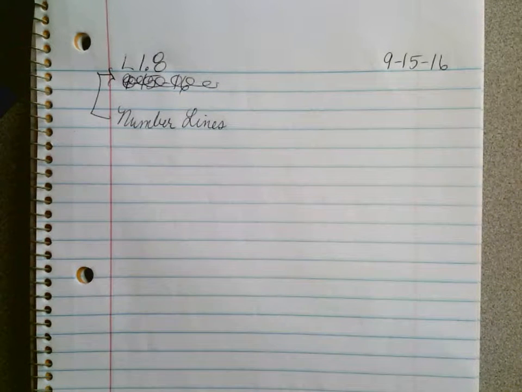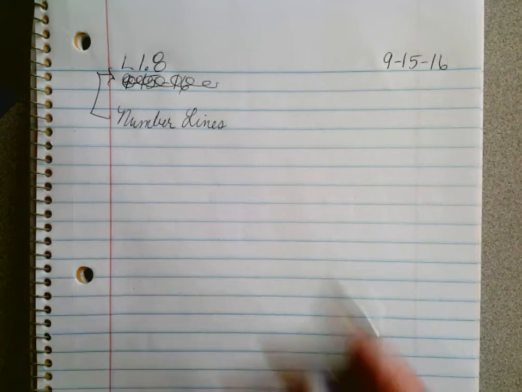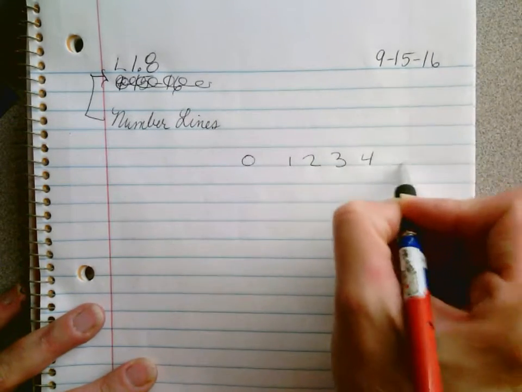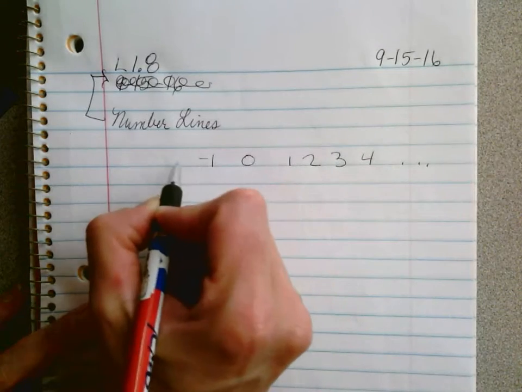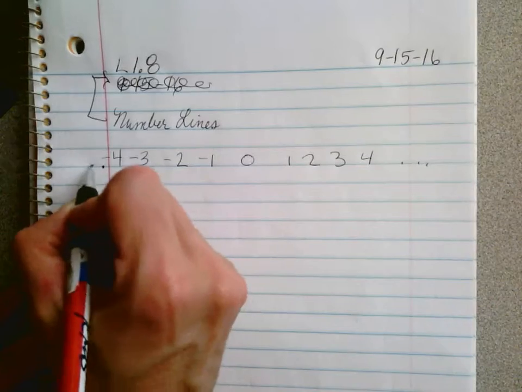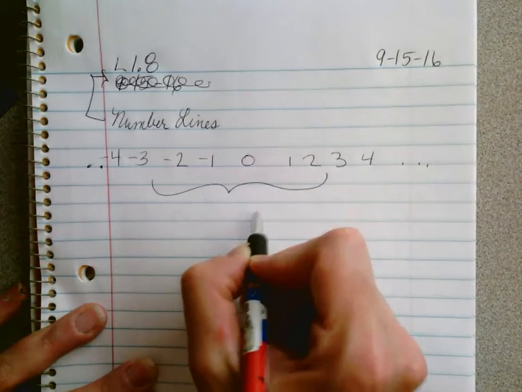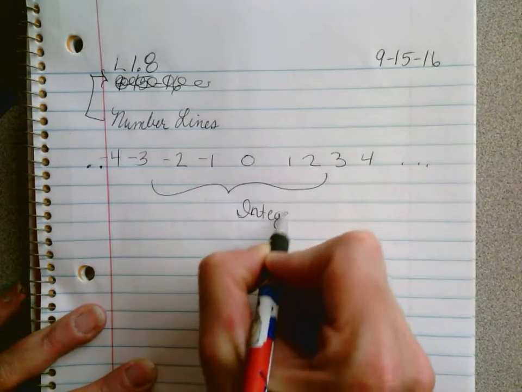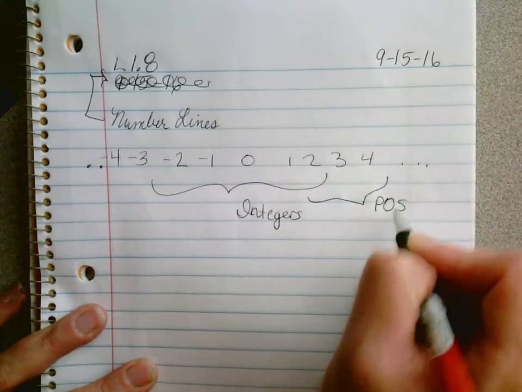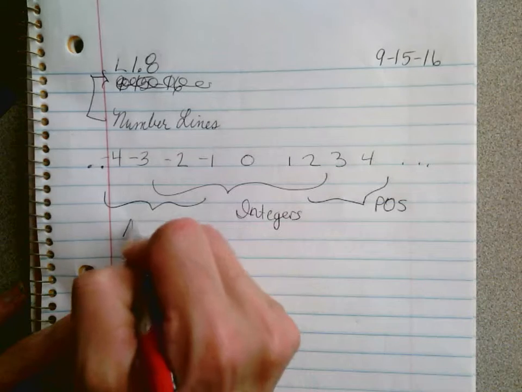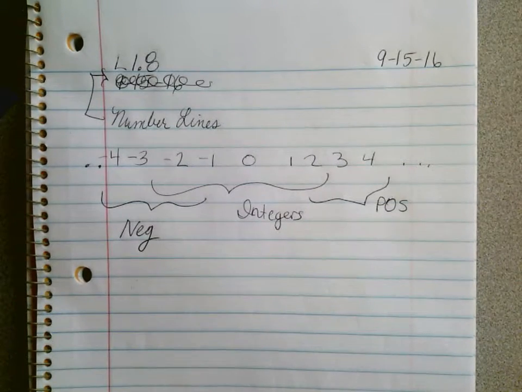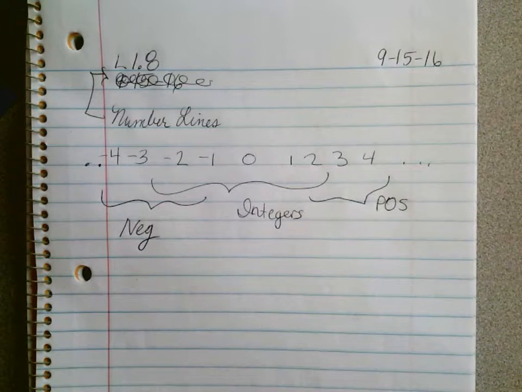Integers. So integers are normal counting numbers. So 0, 1, 2, 3, 4. They're opposites and 0, right? This defines integers. The ones to the right are positive. The ones to the left are negative. And while this may seem rudimentary, I just want to make sure we're clear on those things. Okay, that's integers.